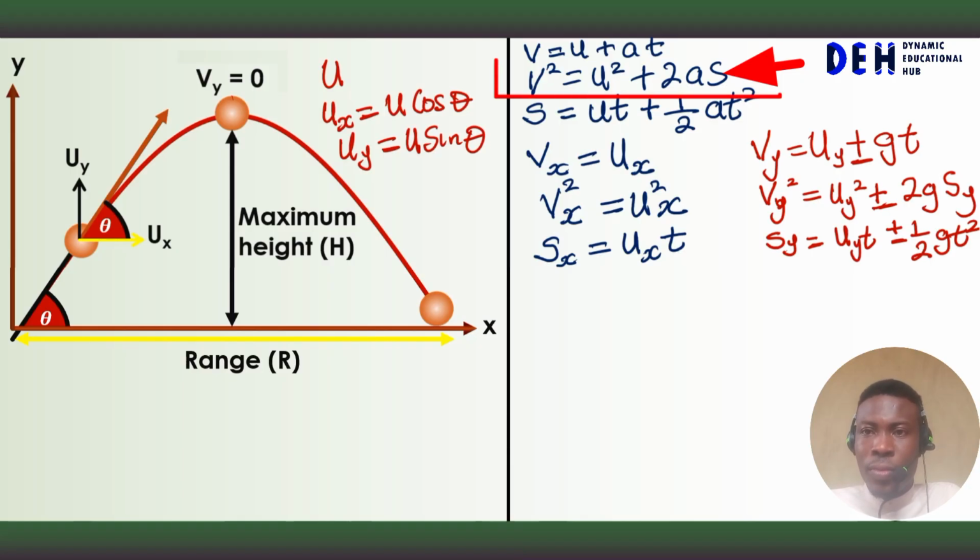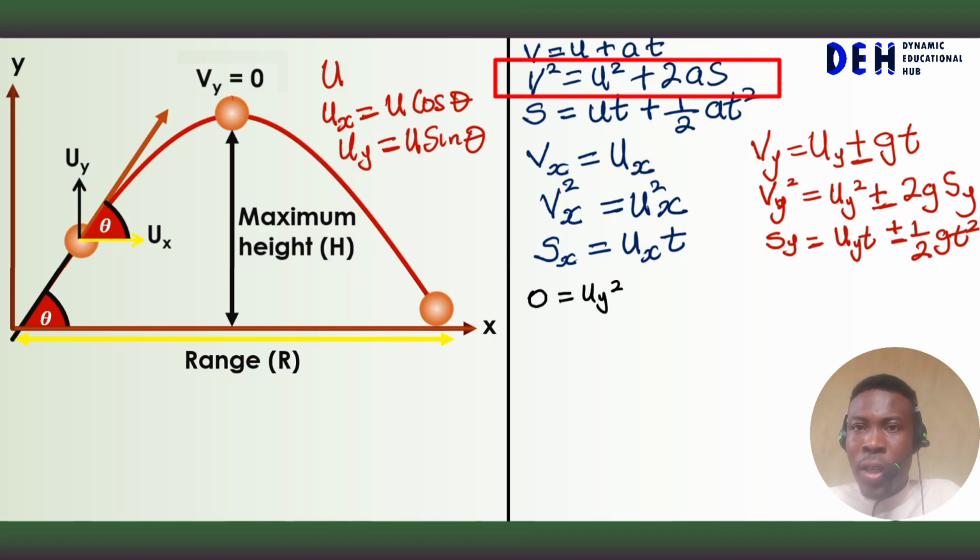So let's pick this one. Picking this one here, we know that Vy is 0, so we are going to have 0 equals Uy square. Now, since we are considering the first part, acceleration due to gravity will be minus. We have uniform deceleration, minus 2g Sy. That Sy is H, the maximum height. So let's have it this way.